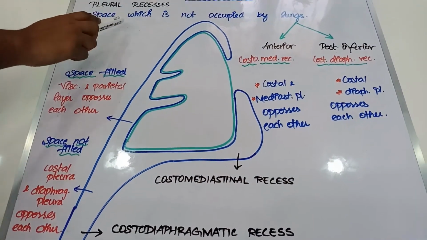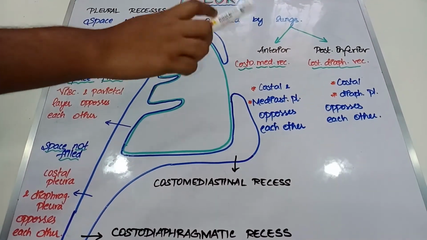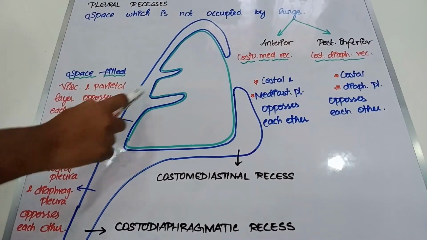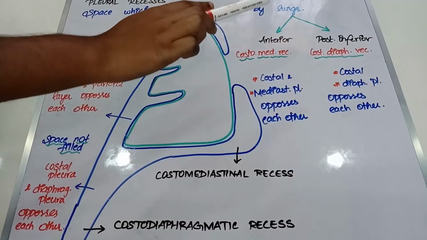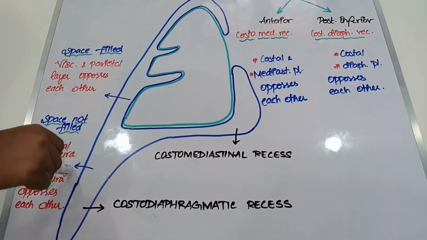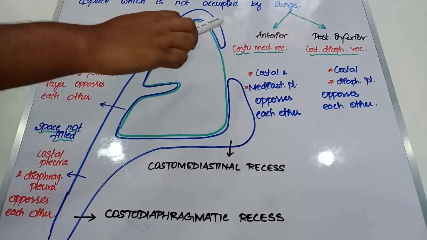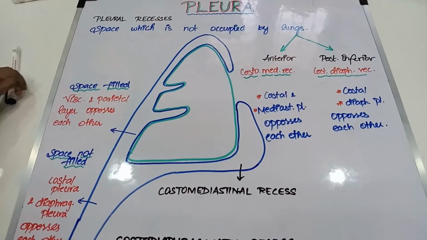So the pleural recesses are of two types. Two pleural recesses are present, the costomediastinal recess and the costodiaphragmatic recess. Anteriorly the costomediastinal recess is present, and posterior-inferiorly the costodiaphragmatic recess is present. The costal pleura and the diaphragmatic pleura oppose each other. Anteriorly the costal pleura and the mediastinal pleura oppose each other.